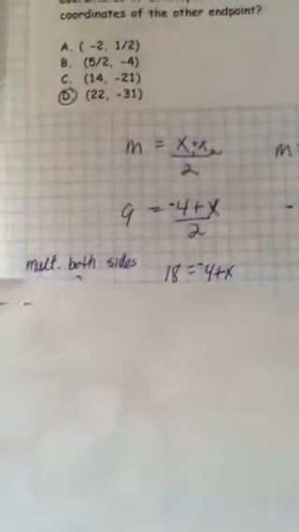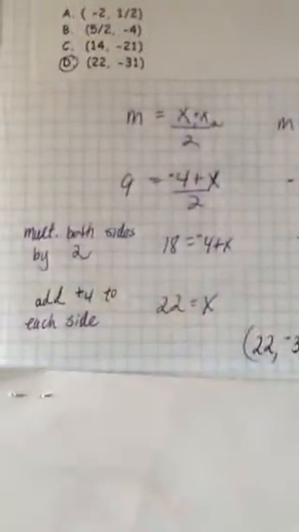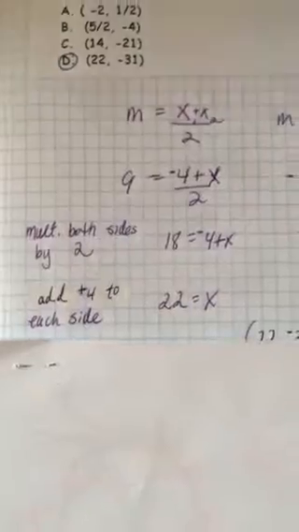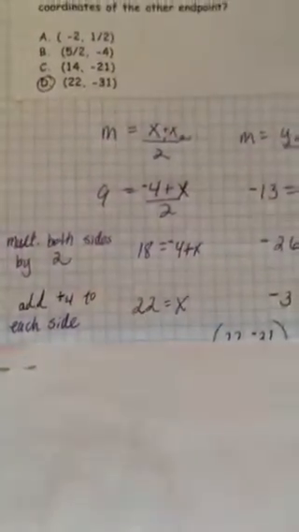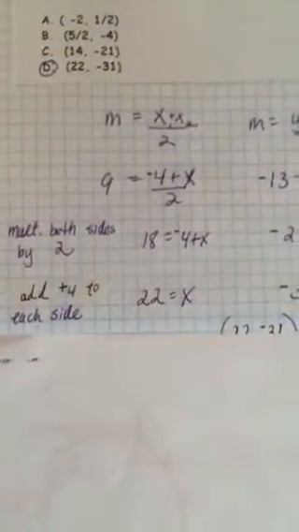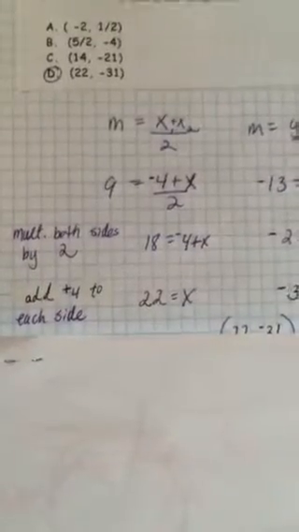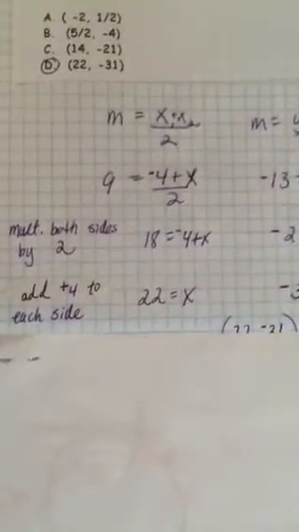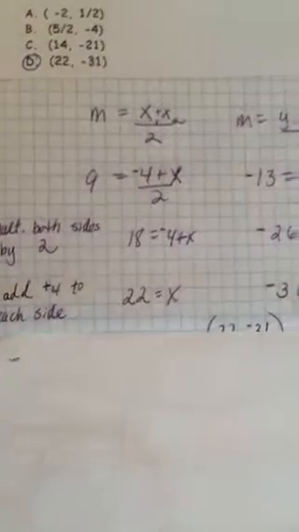And so now I'm going to solve for my x, and I'm going to multiply both sides by 2. And when I do that, I get 18 equals -4 plus x, and then I'm going to add 4 to both sides. And when I do that, I get x equals 22.